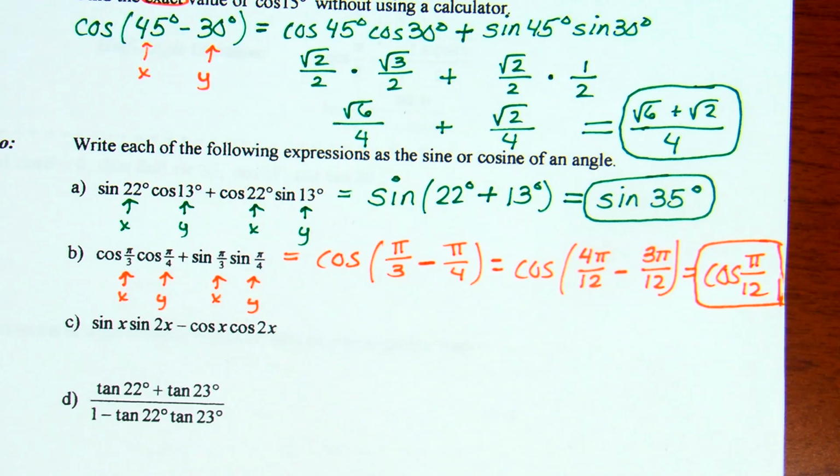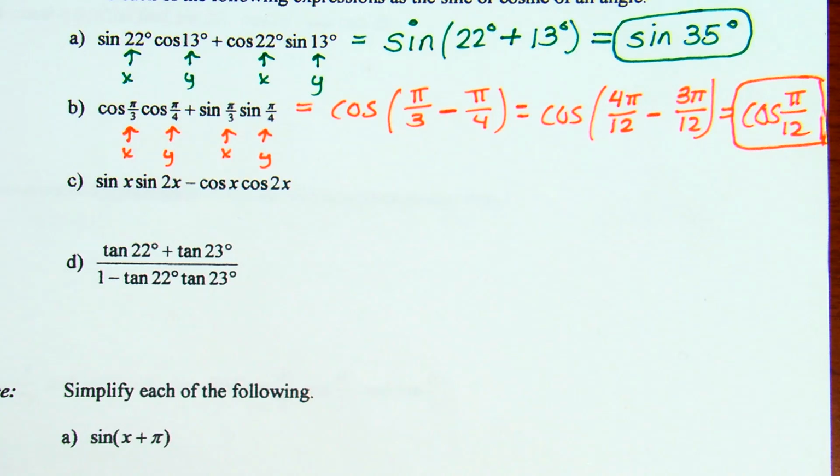Okay. So are we okay with cosine of pi over 12? Yes. That's it. Moving on to part C, if you're okay with me moving on to part C. Yes. Okay. Sine x, sine 2x, minus cosine x, cosine 2x. Change the order.